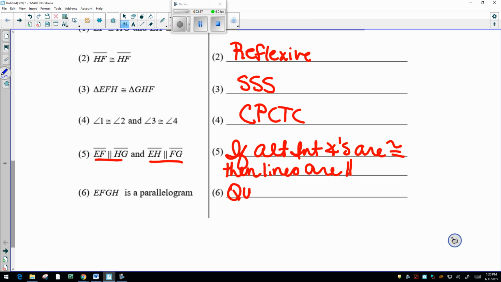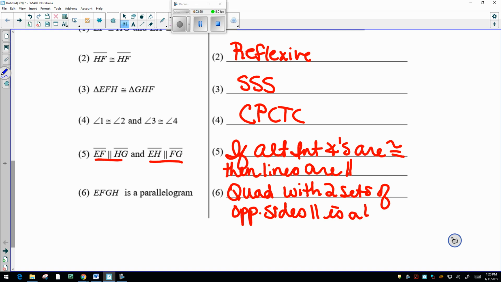You can explain that by saying a quadrilateral with two sets of opposite sides parallel is a parallelogram. So that was proving one of the properties. That was property number 2.